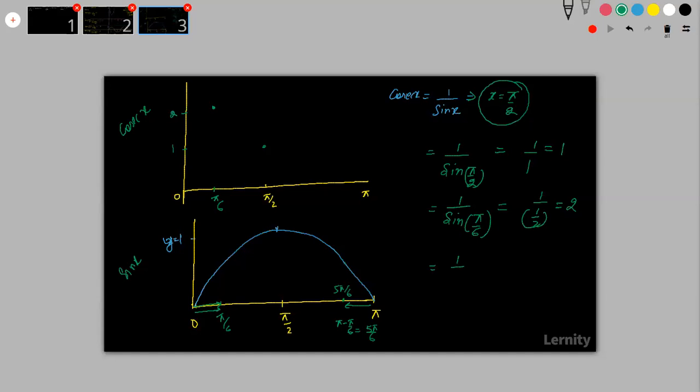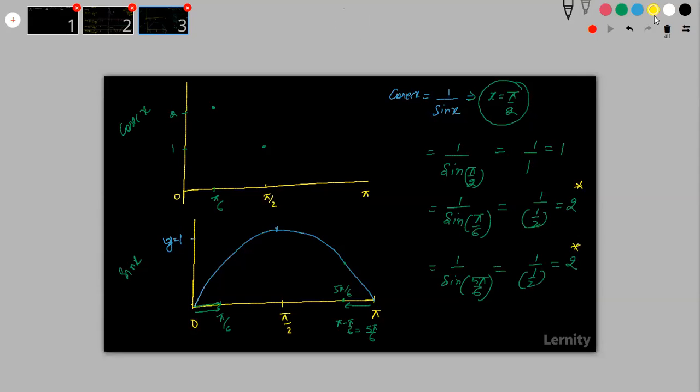For 5 pi by 6, it will be sine of 5 pi by 6. You can find the value of sine 5 pi by 6. Sine 5 pi by 6 is nothing but again 1 by 2. So again you will get 1 divided by 1 by 2 is equal to 2, right? Is everybody able to understand these 2 points? Why have I taken these two, sine pi by 6 and 5 pi by 6?